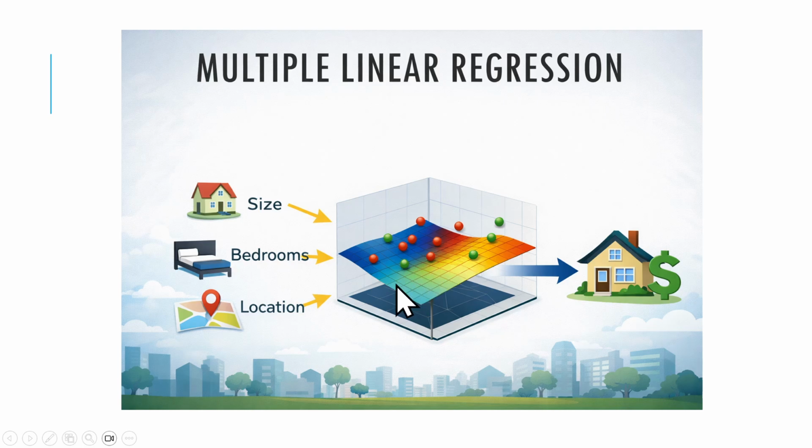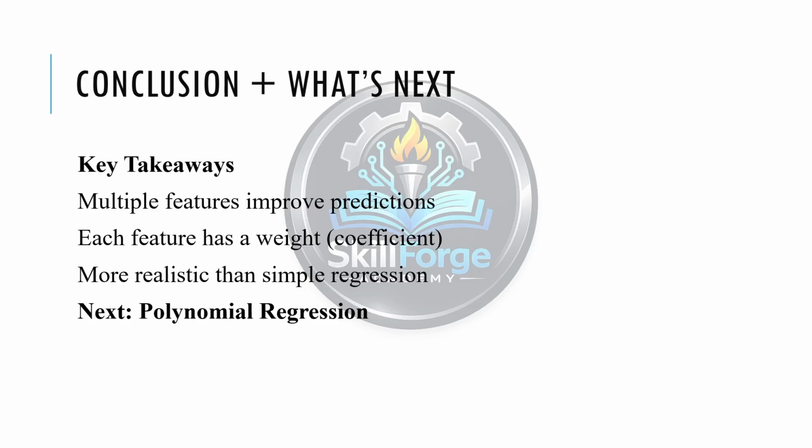Okay, so on the right side, we get the final prediction, like house prices. So the model combines all the inputs and gives one output. Multiple inputs go into the model and it learns a surface that predicts the final output. So you have understood actually what we are doing in multiple linear regression. Okay, so in the upcoming sections, we can discuss.